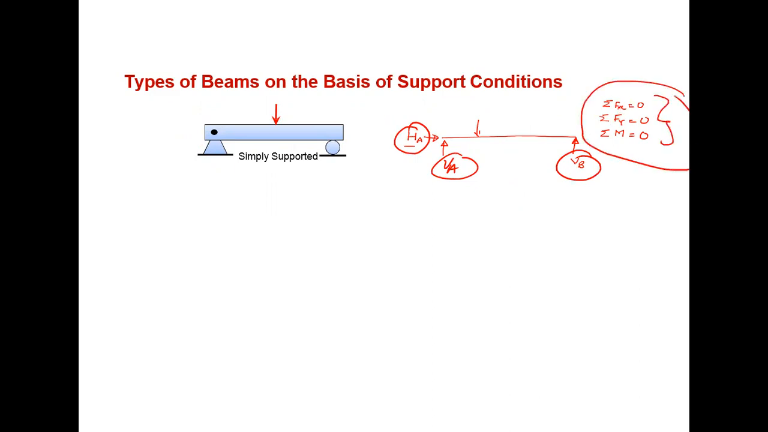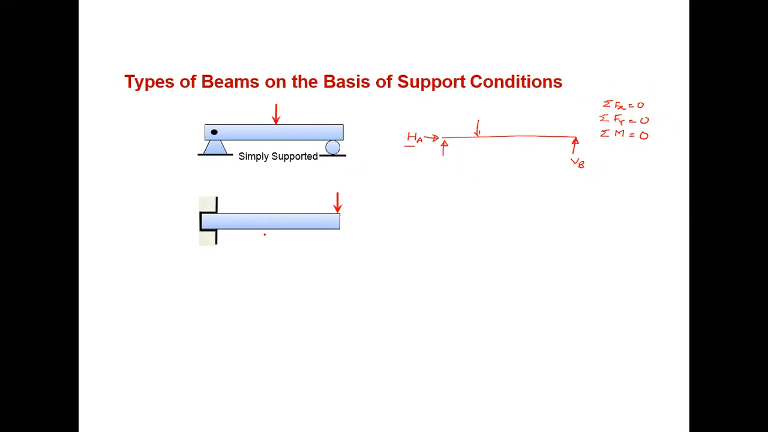These equations are very well known to you. One is summation of, or balancing, horizontal forces. Second one is vertical force balance, and third one is moment balance. Okay, fine. Next type of beam is cantilever beam.